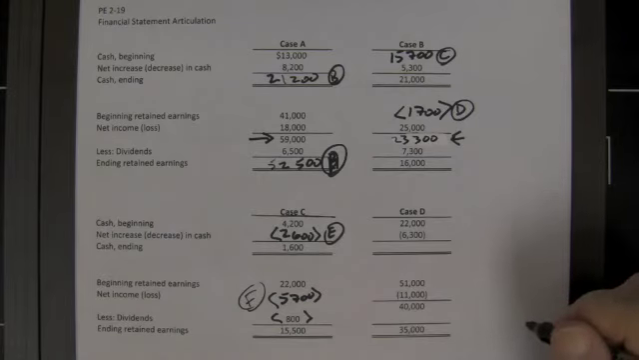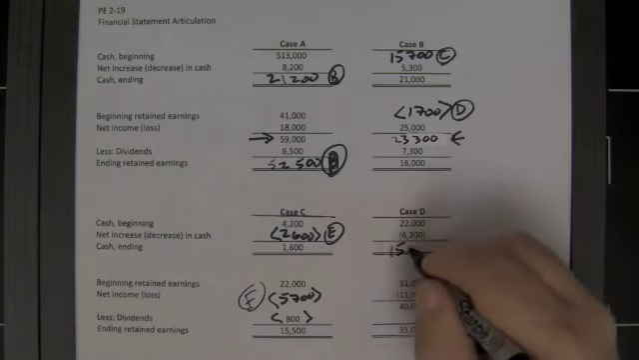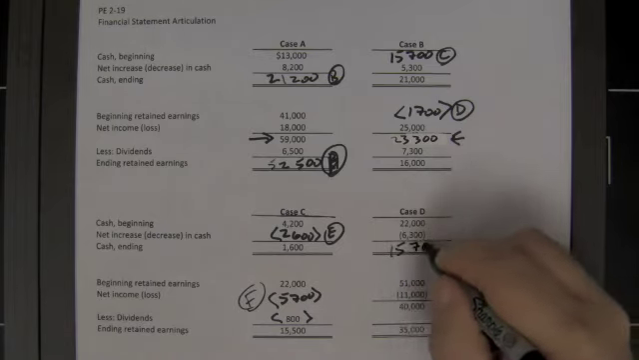And the last couple are pretty straightforward. This is simply a subtraction or an addition of a negative number.